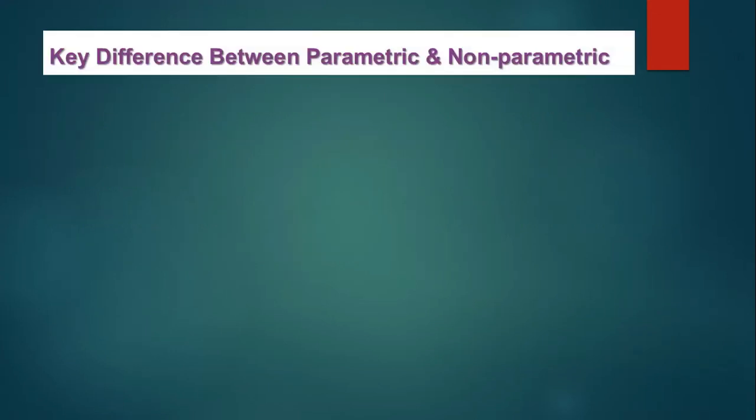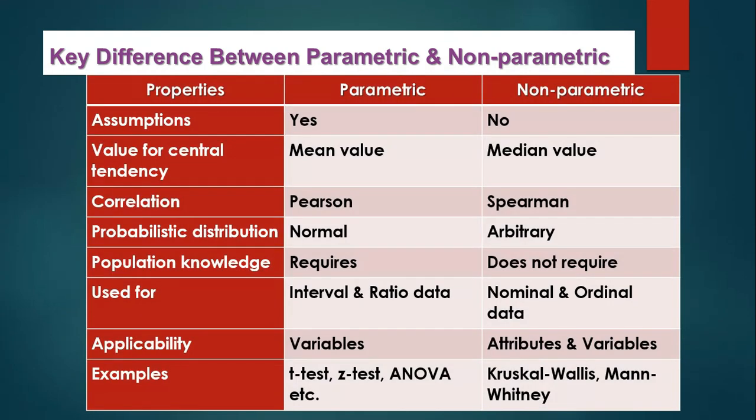Let's see some of the differences between parametric and non-parametric tests. A parametric test is always based on an assumed normal distribution, whereas in the case of a non-parametric test, there is no assumed shape or distribution. For the value of central tendency, in a parametric test the mean value is used, and in a non-parametric test the median value is used. For correlations, mainly Pearson's correlation is used in parametric, and Spearman's rank correlation in non-parametric. Probability distribution is normal in parametric and arbitrary in non-parametric. Population knowledge is required in the case of parametric, which is not required in the case of non-parametric.